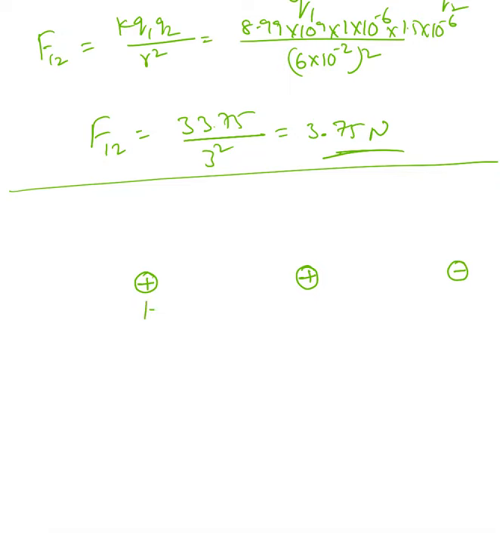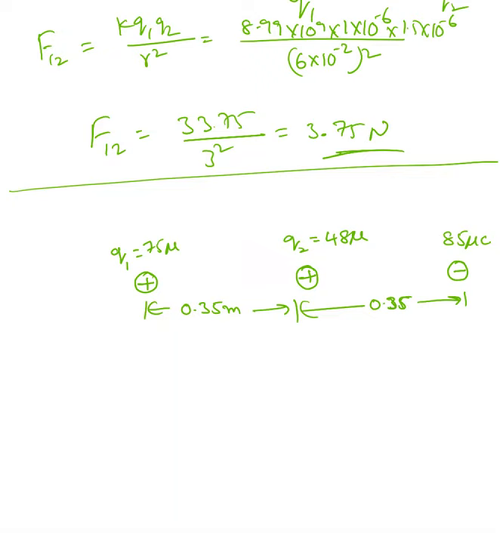He also gave us the distance between each charge. This is 0.35 meters distance between each charge. He also gave us the quantities q1 equal to 75 microcoulomb, q2 equal to 48 microcoulomb, and q3 equal to 85 microcoulomb.